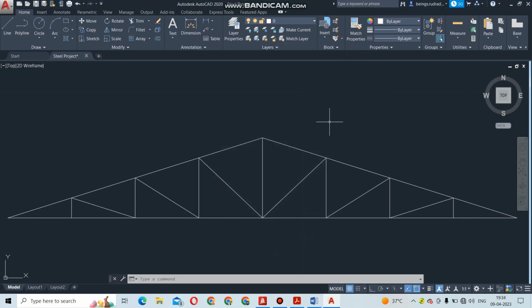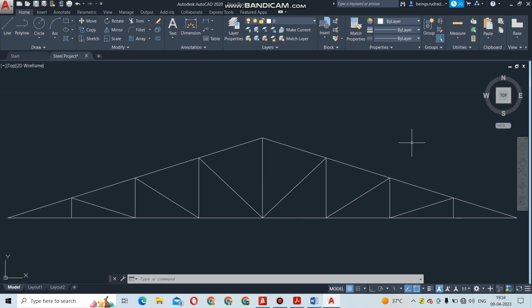Hello viewers, today we are going to design this truss, and all the dimensions of this truss are given here. I will show you. This is the truss. The base part of this truss is called the tie. The inclined upper part of this truss is called the rafter. These vertical members are called struts, and the inclined members here are slings.